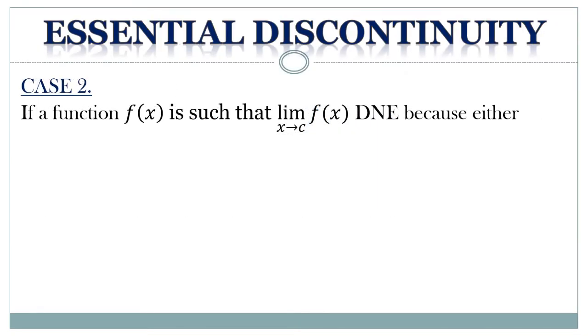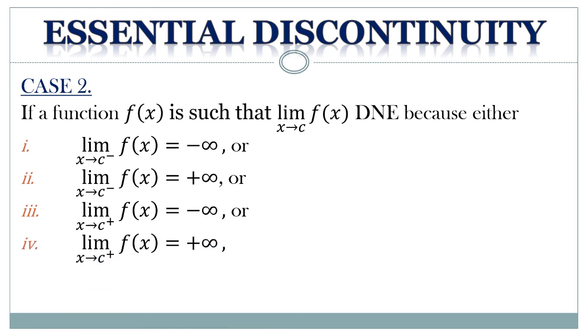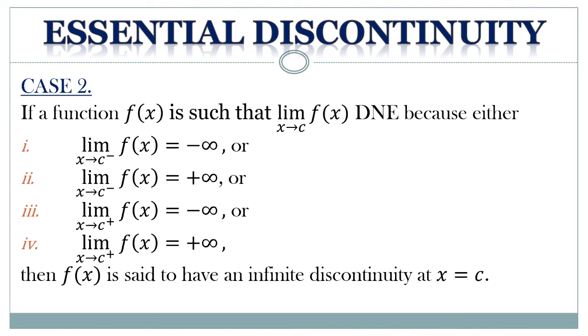Now to case number 2. If a function f of x is such that the limit of f of x as x approaches c does not exist because either the limit from the left is negative infinity, or the limit from the left is positive infinity, or the limit from the right is negative infinity, or the limit from the right is positive infinity, then our function f of x is said to have an infinite discontinuity at x equal to c.